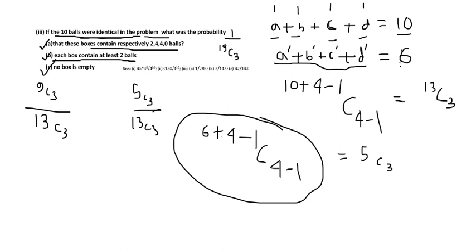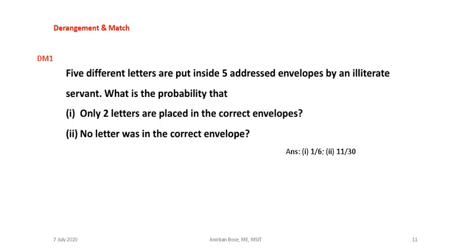Okay. Now coming to the next problem. This is a problem of derangement, and derangement problems are like this. Consider this problem: 5 different letters are put inside 5 addressed envelopes by an illiterate servant. What is the probability that only 2 letters are placed in the correct envelopes? And in the second part, you have to find the probability that no letter was in the correct envelope.